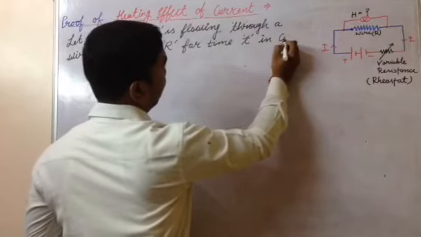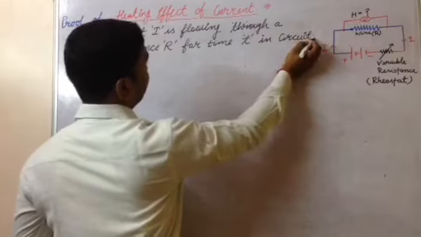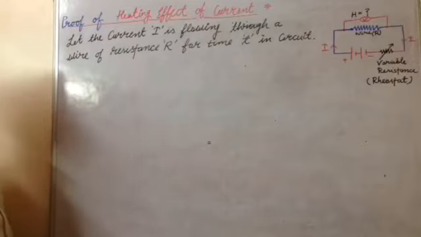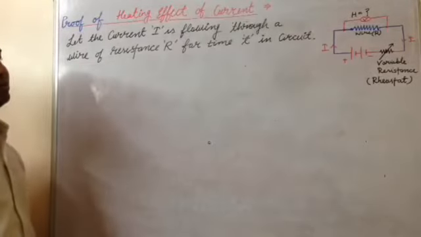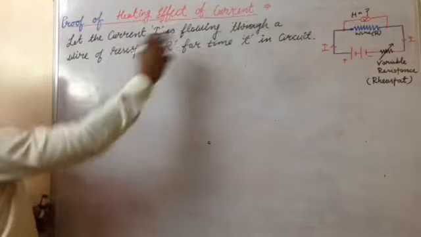In the circuit also. Now, what would be the formula of current? Can you tell me? What is the formula of current? I is equal to V upon R. Yes. So here the statement is given.